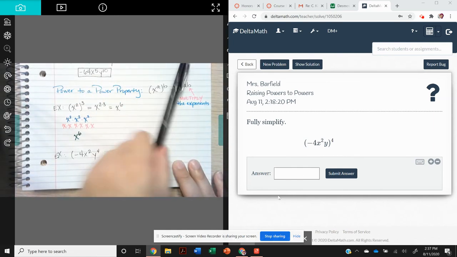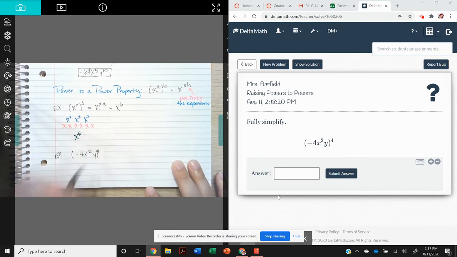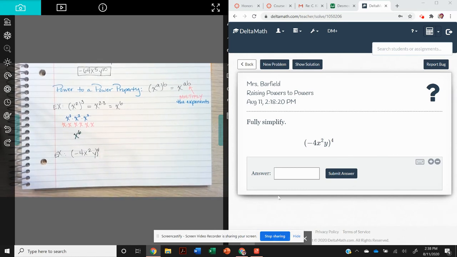That parentheses should have been here. Okay, all right. So negative 4x squared y inside the parentheses raised to the 4th power. I could do that the long way, or I can jump right in and multiply my exponents. Let me split this problem apart, and then after that, you can go about it whichever way is easiest for you.